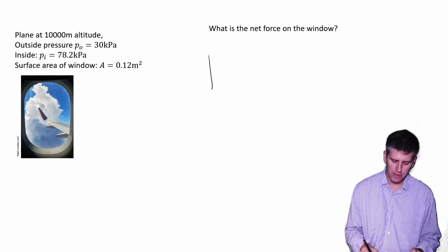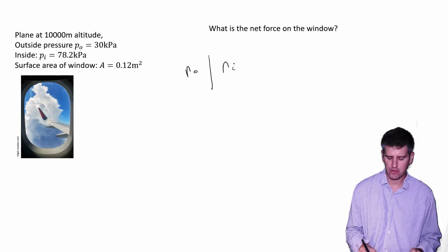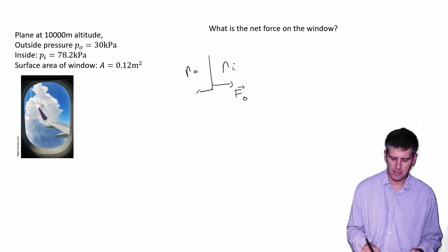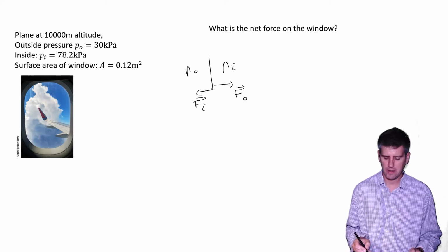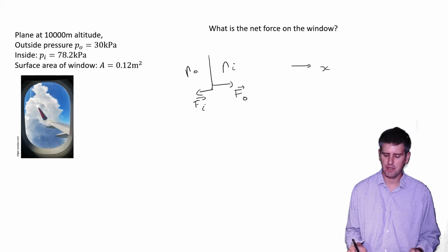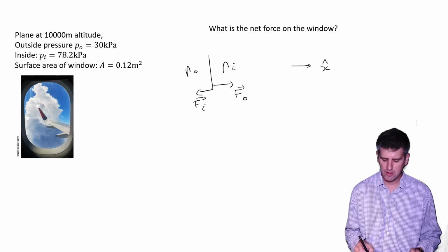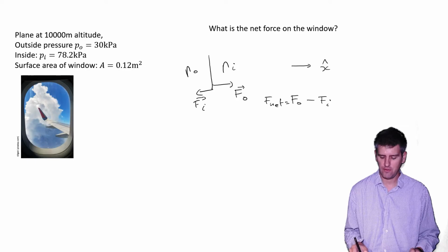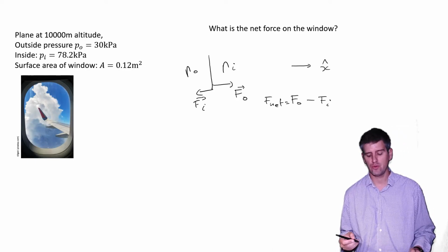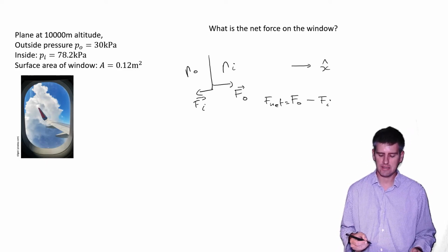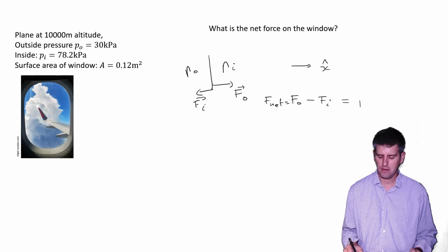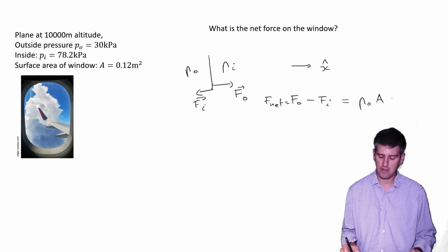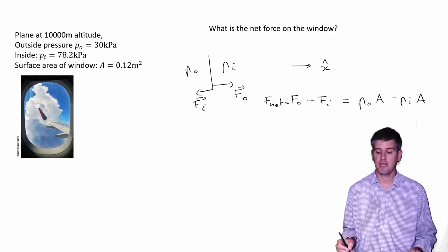Well, we have a window, we have the pressure outside, we have the pressure inside. The pressure outside causes a force pointing inwards, and the pressure inside causes a force pointing outwards. So if we give ourselves a unit vector x in that direction, we have that the forces along x are, the total net force F net is equal to F outside minus F inside along x, the force due to the gases outside minus the forces due to the gases inside, and that is simply then the pressure outside multiplied by the surface area minus the pressure inside multiplied by the surface area.